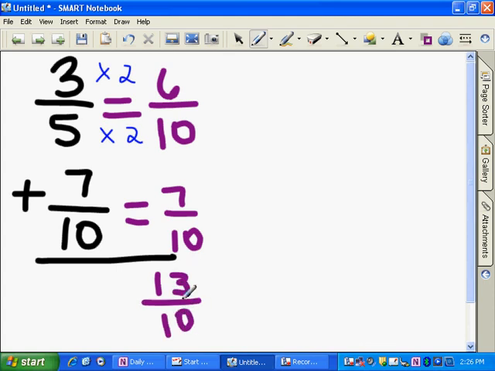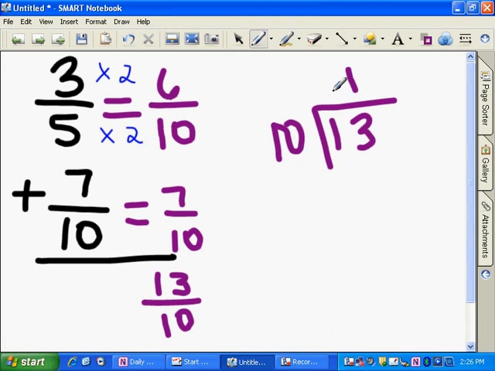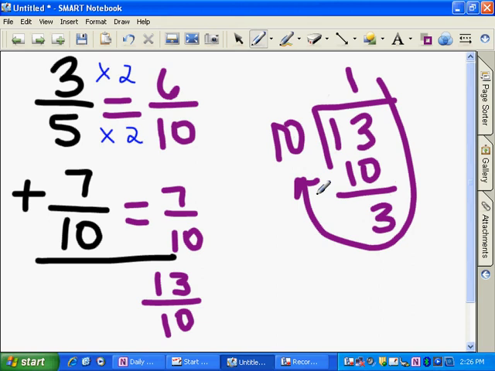This is not your final answer because this is an improper fraction and we need to change it to a mixed number. So just to refresh your memory, 10 goes into 13 one time. 1 times 10 is 10. Subtract and get 3. So we're going to make our J for Jones. We get 1 and 3/10. So this answer is 1 and 3/10.